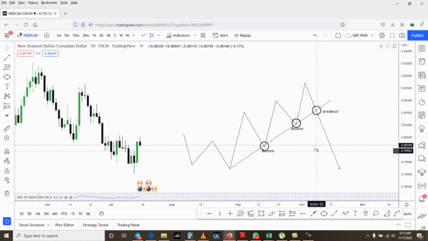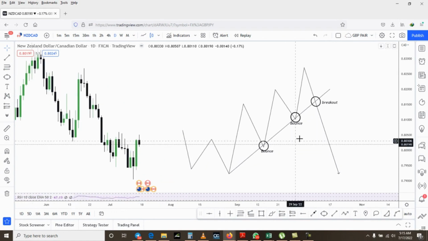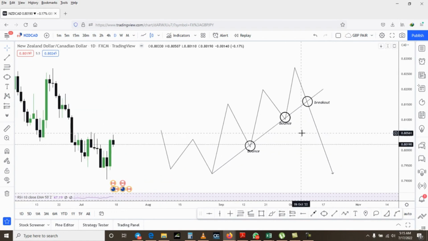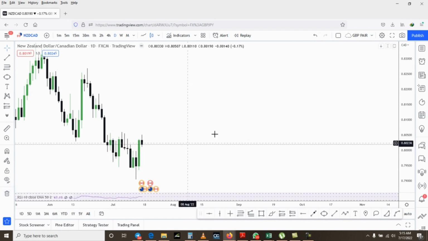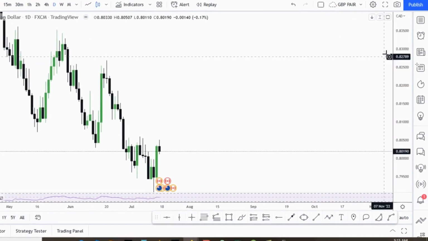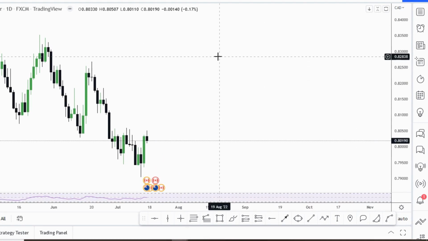So this is actually the basic concept about trend lines. Like I said, you can only have two possibilities: a bounce and a breakout. So let's dive straight to the charts and see how we can identify them. When you're drawing your trend lines, mostly trend lines are usually used in trending markets. That's one thing you need to understand.